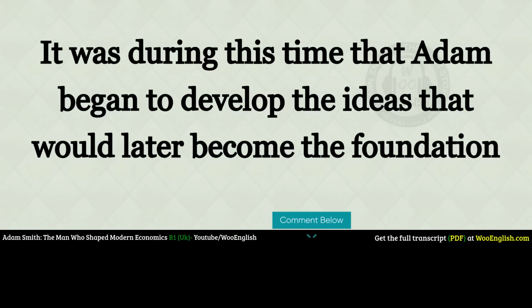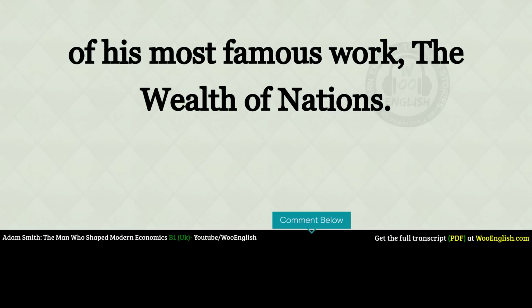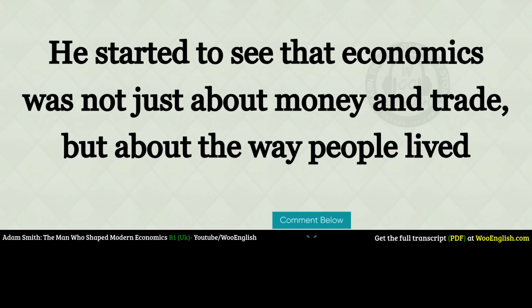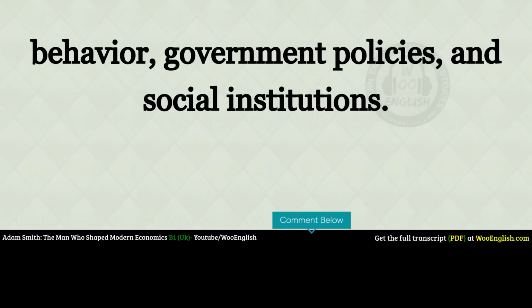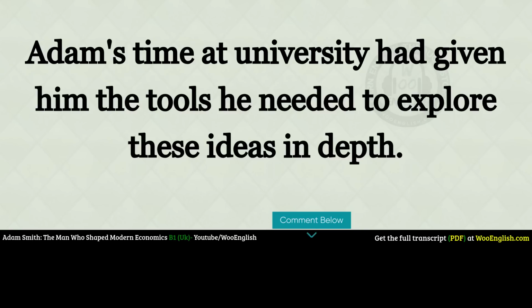It was during this time that Adam began to develop the ideas that would later become the foundation of his most famous work, The Wealth of Nations. He started to see that economics was not just about money and trade, but about the way people lived their lives. He realized that the economy was a complex system, influenced by many factors, including human behavior, government policies, and social institutions.